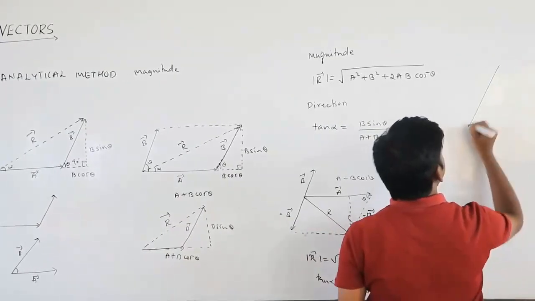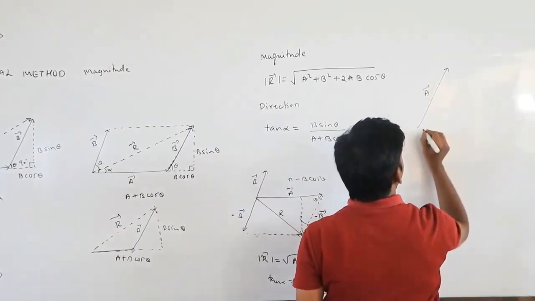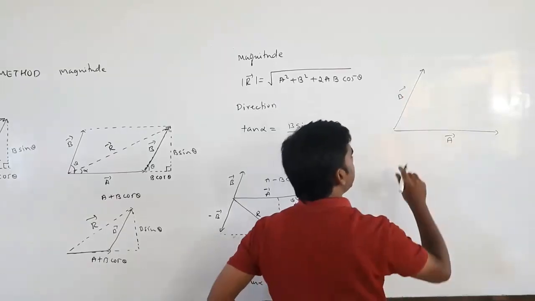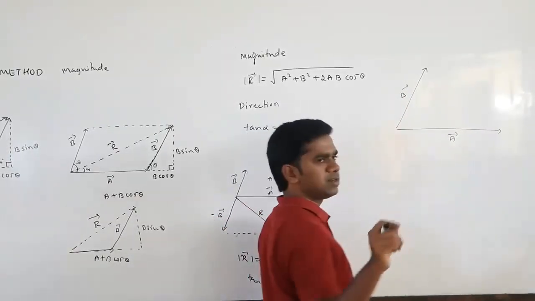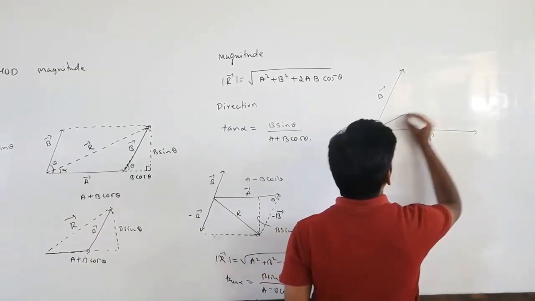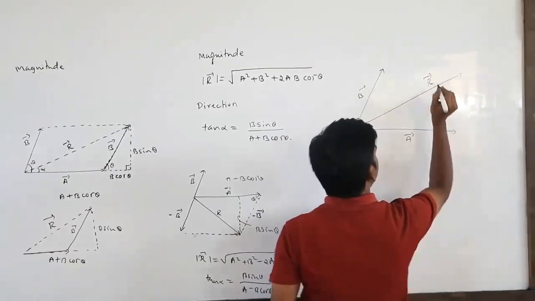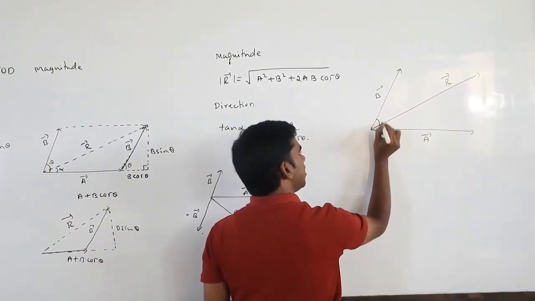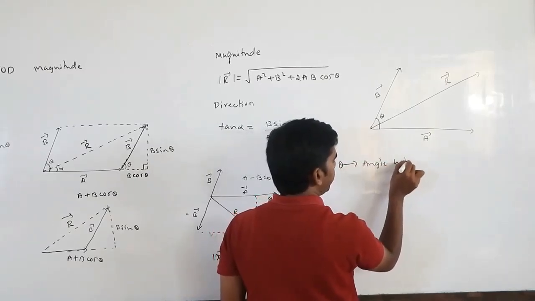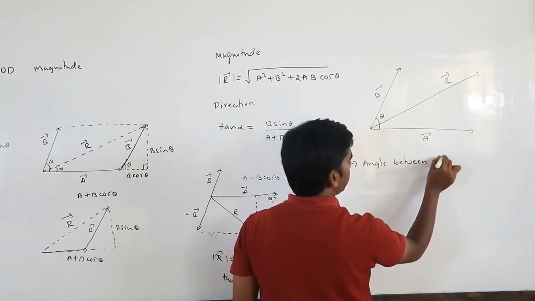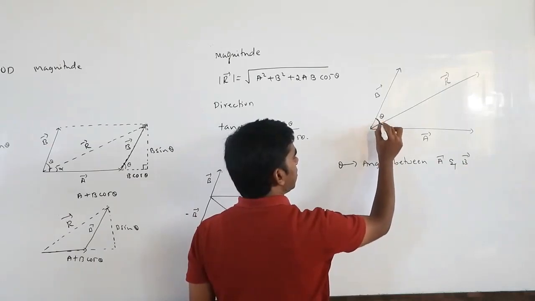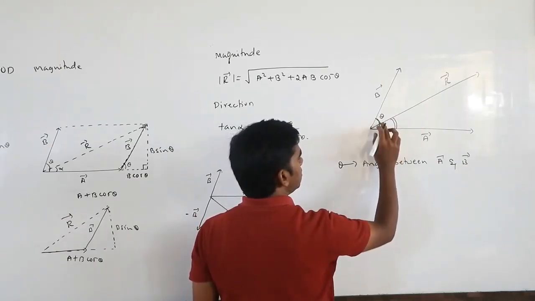Take this as vector A, and this as vector B, or you can take anything. There are certain rules that we will study later. So the resultant is going to be somewhere here. We want to find this only. They will give this angle theta, which is the angle between vector A and vector B. Then you have to find alpha also. This is alpha.